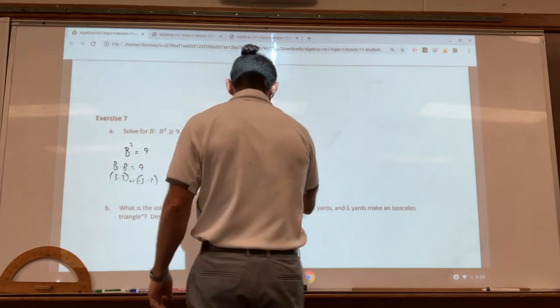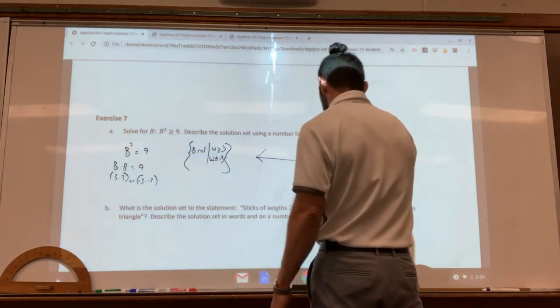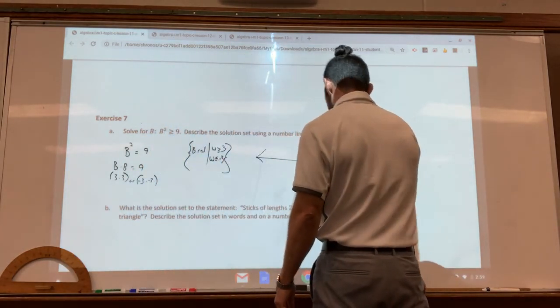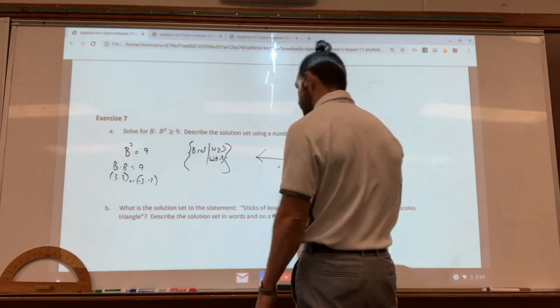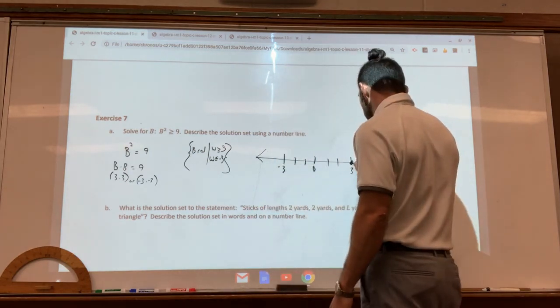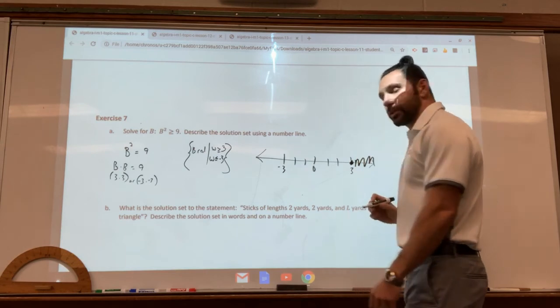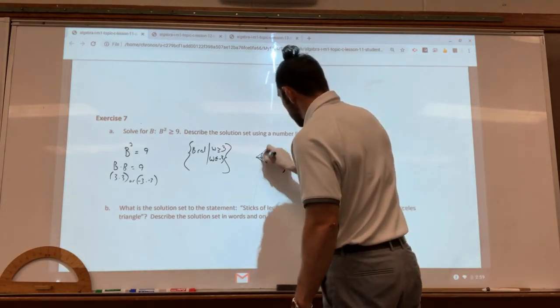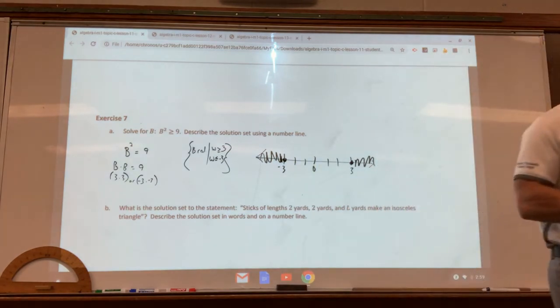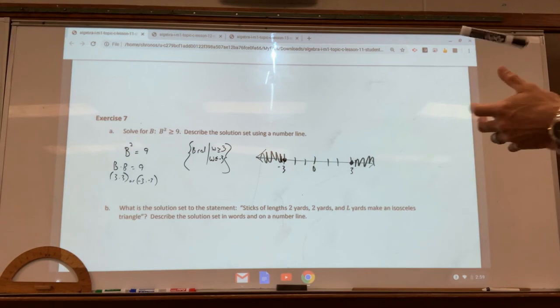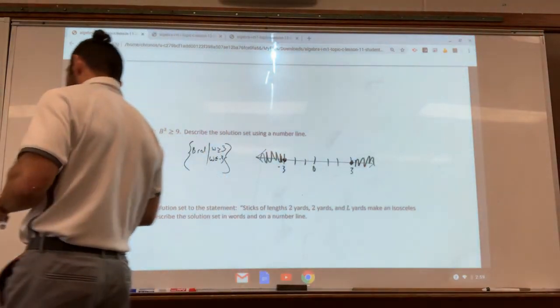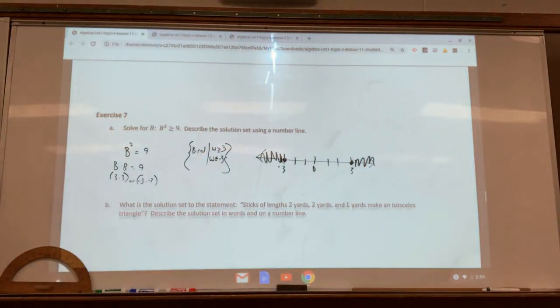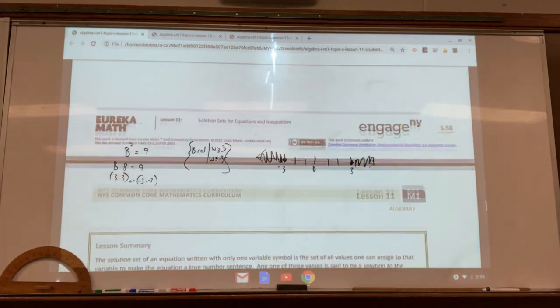So when I graph this, I've got two things. I've got 0, 1, 2, 3. 1, 2, 3. We're going to have a closed circle on 3. All of these numbers bigger than 3 work. And all of these numbers smaller than negative 3 work. Knowing how to read it and how to interpret it is going to be very, very important. And I think that's our last example.